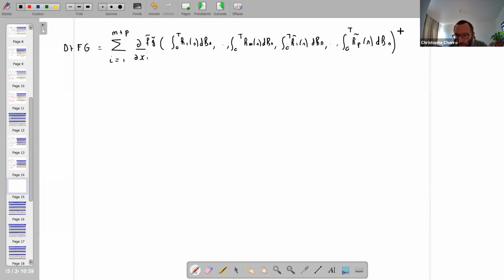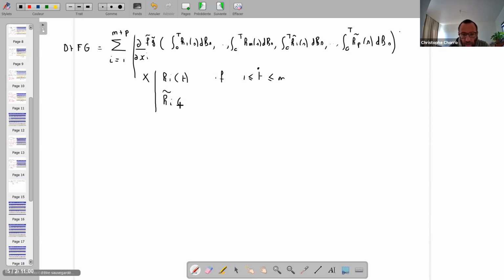So I can write it this way. I will continue my expression here, multiplied by what? There will be two situations. It will be multiplied by hi(t) if i is between 1 and n, and it will be hi tilde(t) if i is between n plus 1 and n plus p. So I just use definition 2 to write the things this way.